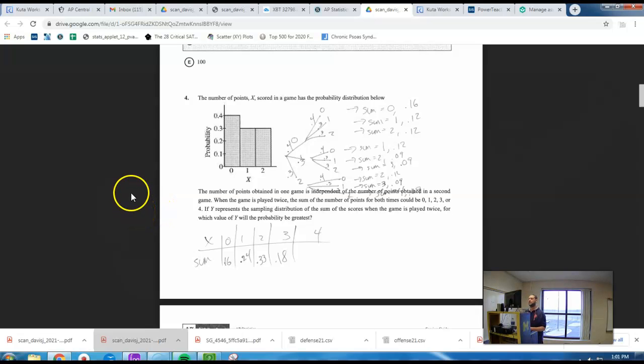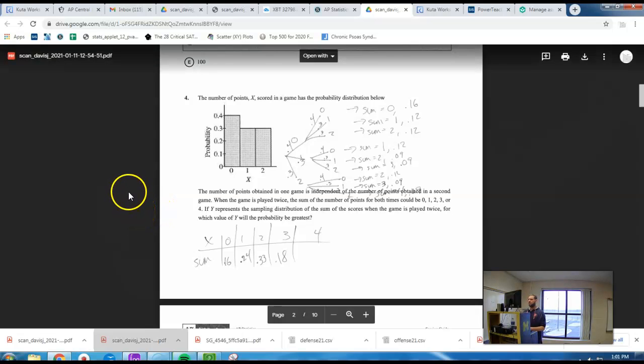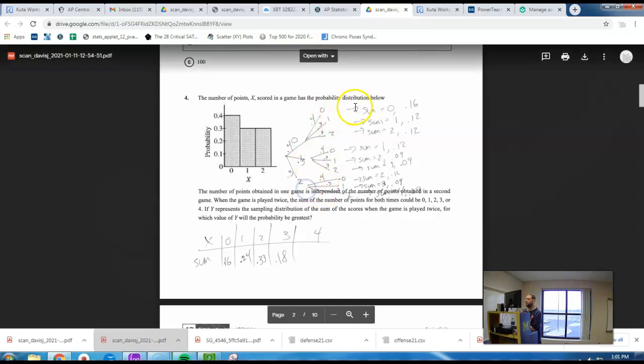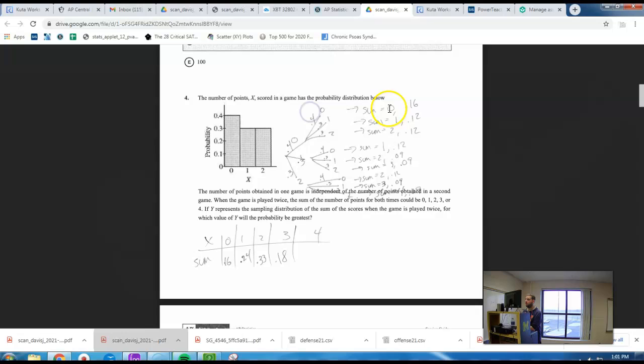Number 4, this is these trees again. So I'm going to play this game twice. I'm going to read what I wrote, but there's a 40% chance the first roll is a 0. There's a 30% chance the first roll is a 1. A 30% chance the first roll is a 2. And then the same thing on the, like I stack that on the end of each of those. And then I add them up because I'm looking for the sum of the scores. So this is a 0 and a 0, 0.4 times 0.4.